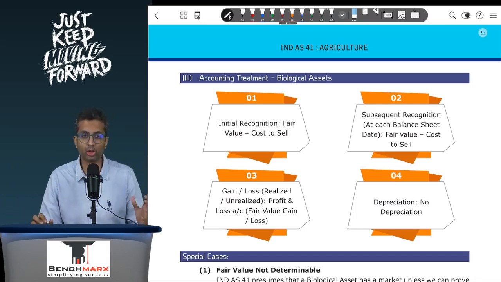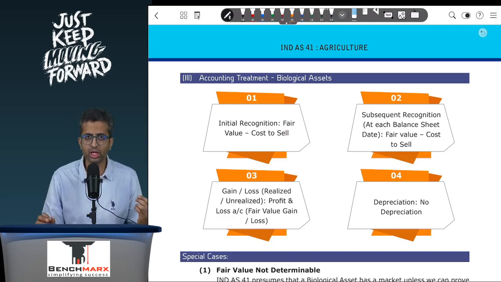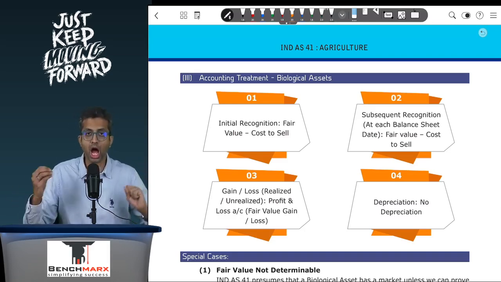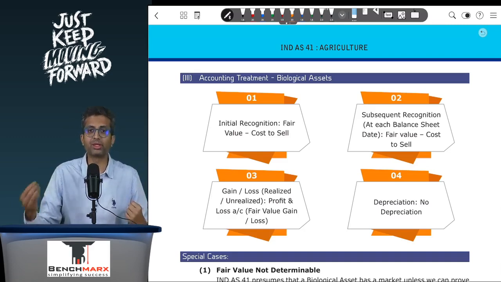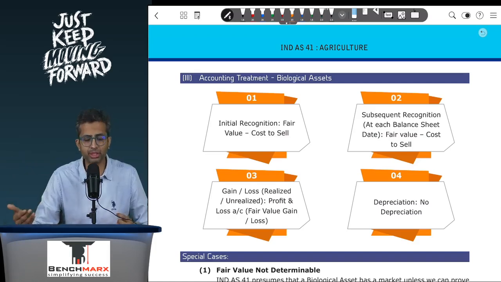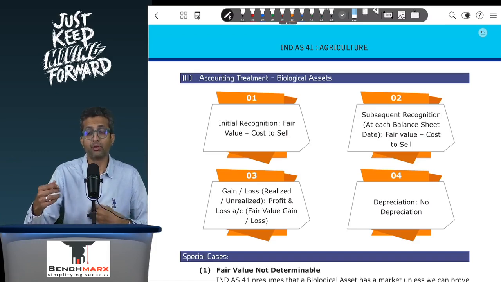So when we go to biological assets, how will you account? Well, initial recognition of a biological asset happens at fair value less cost to sell. Now this is very special because typically everywhere else the initial recognition happens at cost. However, a very special feature of a biological asset is reproduction, and hence these biological assets may possibly reproduce, and if they do, and they generally will, then for the new biological assets the cost is zero.